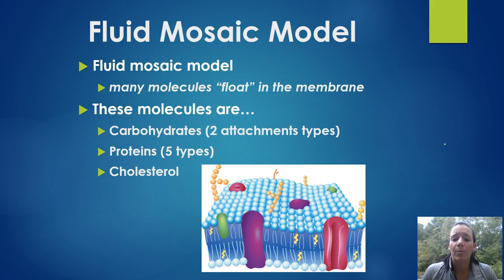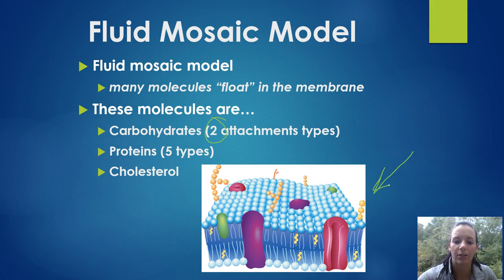So the fluid mosaic model is another term you might hear to describe the cell membrane. What this just means is that many molecules are floating in the membrane. And by floating, they're not just free to move wherever they want to, they are mixed in with the cell membrane, and they do have specific locations. Examples of these molecules: you have carbohydrates, and there's two different types of attachment we'll talk about. There are 5 types of proteins, and then cholesterol. And this picture down here displays all of them.